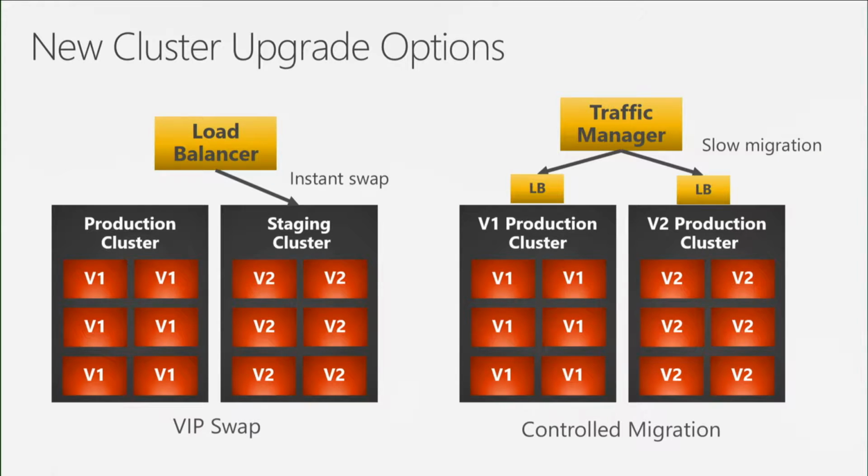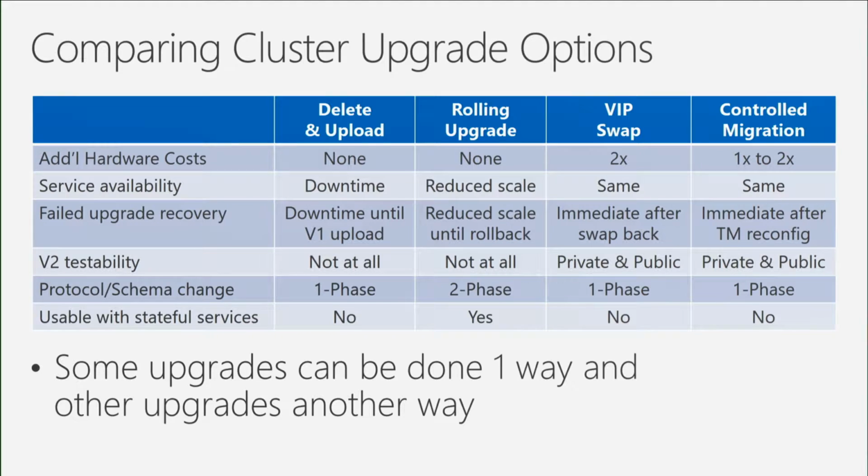You can slowly move customers, and then you can change the dial and say, well, instead of 10% going there, now I want 20%, now I want 25%, now I want 50%, and then you can slowly migrate. And then, of course, if you don't like what you're seeing, then you can turn that off and send all your customers back to the V1 cluster. Again, it's more expensive because you're paying for double the number of VM hours in order to do this. But eventually, after the transition's complete, you can bring down the original production cluster, and then that ends up saving you money.